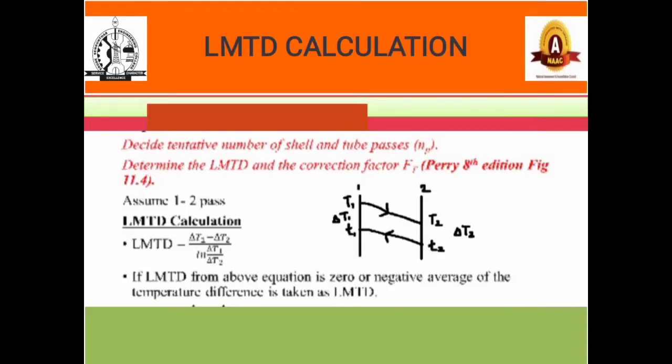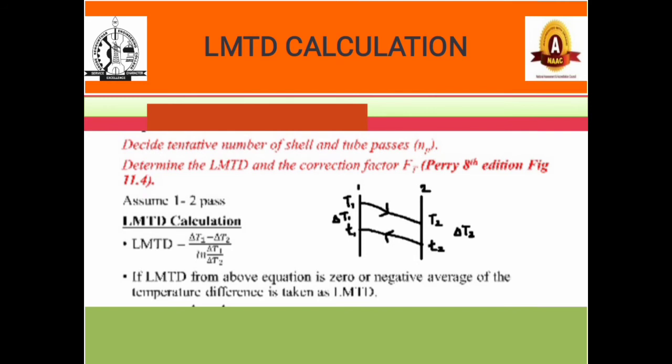Next, we can calculate the LMTD, log mean temperature difference, by LMTD equal to delta T2 minus delta T1 divided by ln of delta T2 divided by delta T1. So using this formula, we can calculate the LMTD. For calculating the LMTD, we have to assume the tentative number of shell and tube passes. So how many passes on the tube side and how many passes on the shell side, we have to assume.